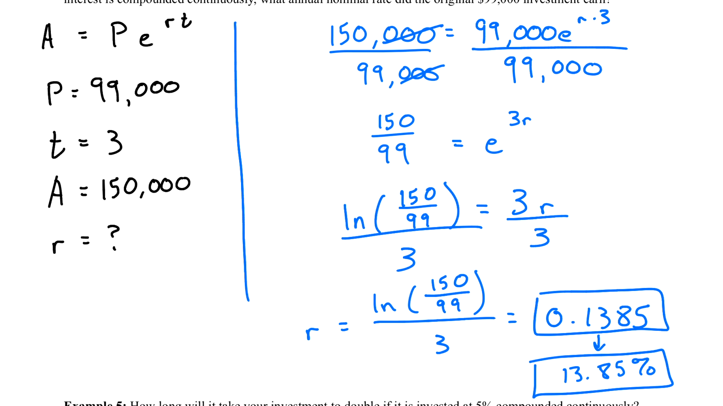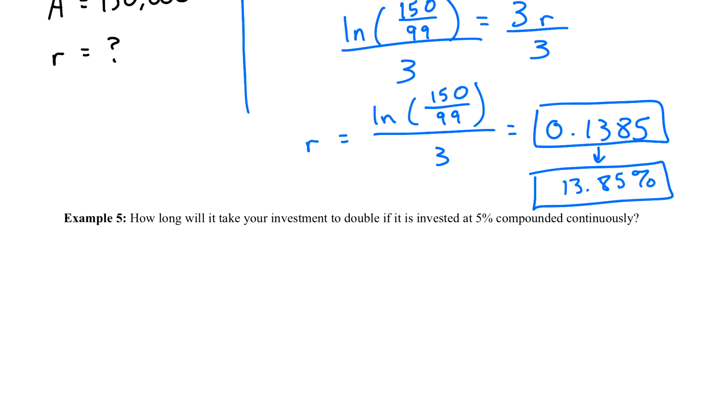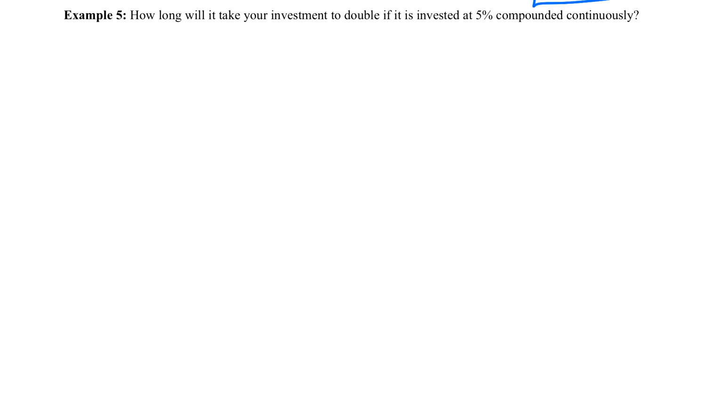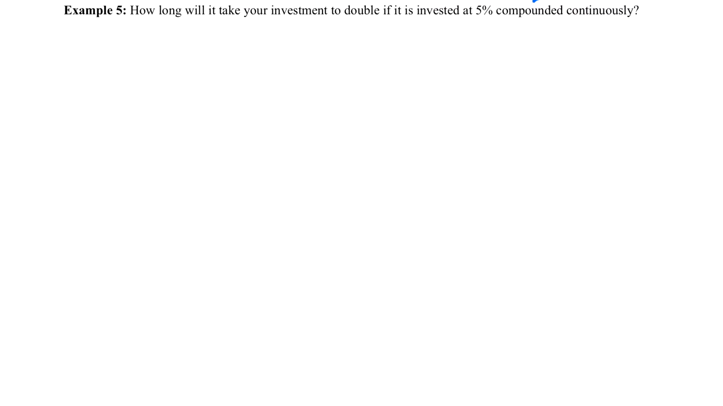Cool, there we go. Let's take a look at one last example. I think that these questions are really neat. So this says, how long will it take your investment to double if invested at 5% compounded continuously? This looks like a relatively short question because, to be honest, we don't have a lot of information in our problem here. Okay, we've got this 5% compounded continuously, so I know that's my interest rate.